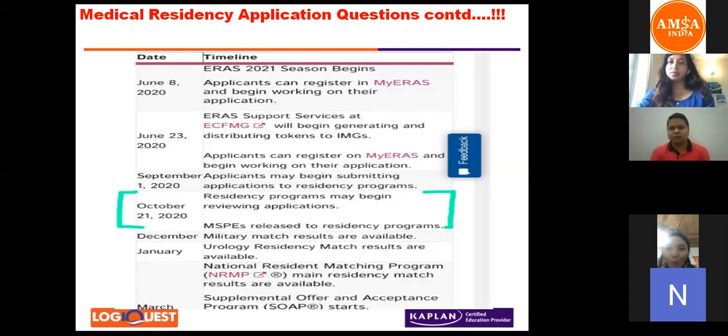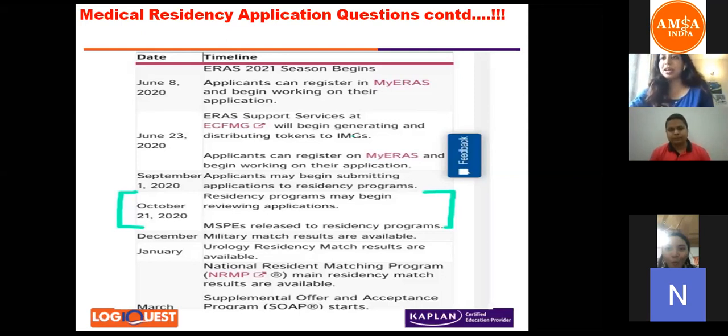If you want, you can take about a minute to go through this, or interested students can take a screenshot of this, so you know which month you are supposed to do what. So June 8th on Monday, that's when the ERAS season for 21 will begin, and applicants can register for My ERAS and start working on the token system. September to October, these 2 months, they can send across their applications. And then December and January, the routine would be back in the system. Right.